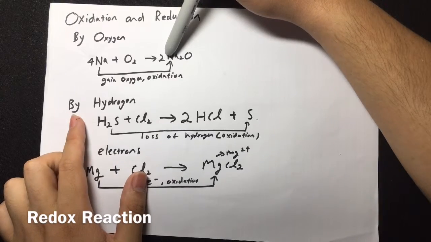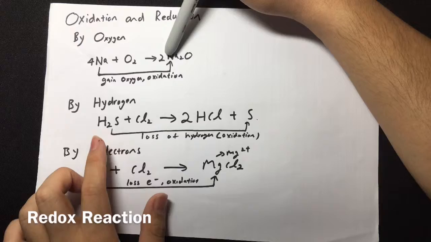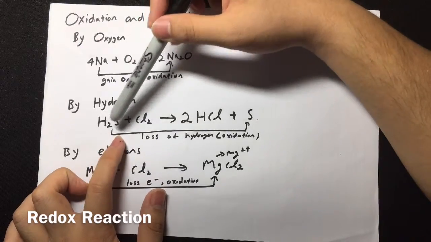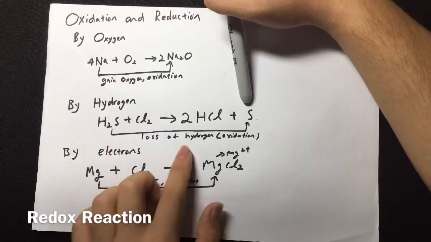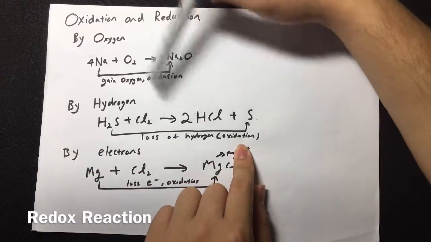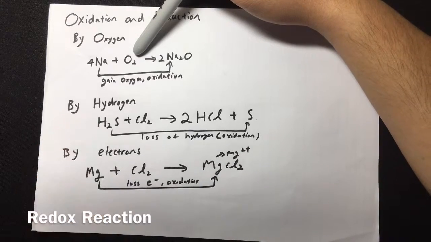Now let's look at the next method, which is by hydrogen. This is the example. You can see that H2S becomes S, so it loses 2 hydrogen, and as a result this is oxidation. It is the opposite of oxygen. And in contrast, if you gain hydrogen, that means it's reduction.